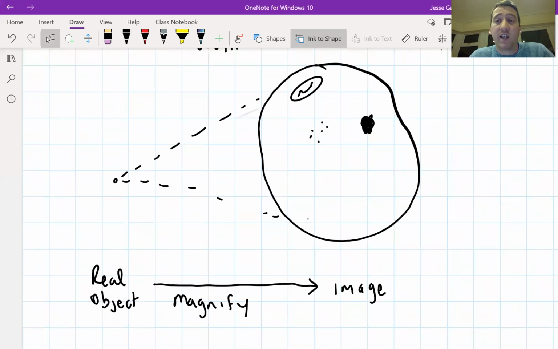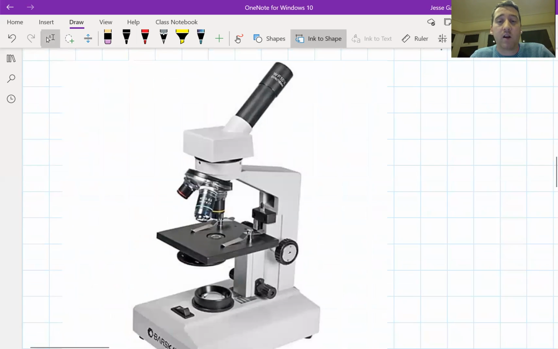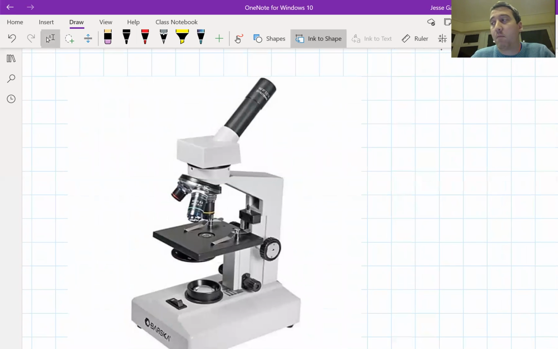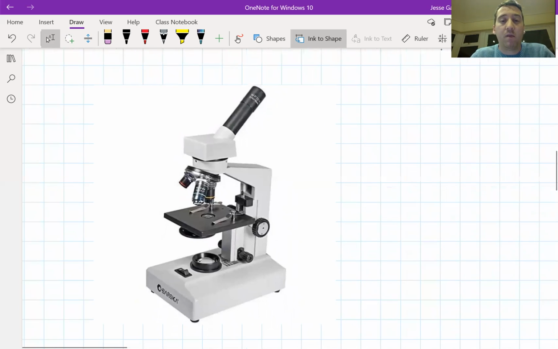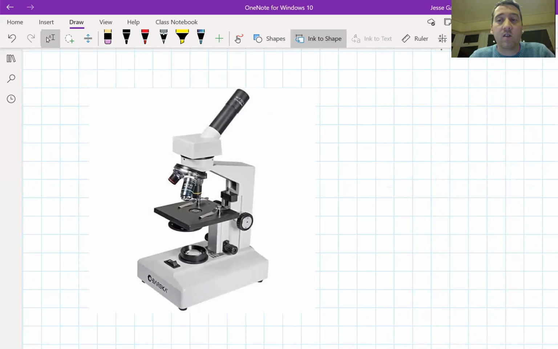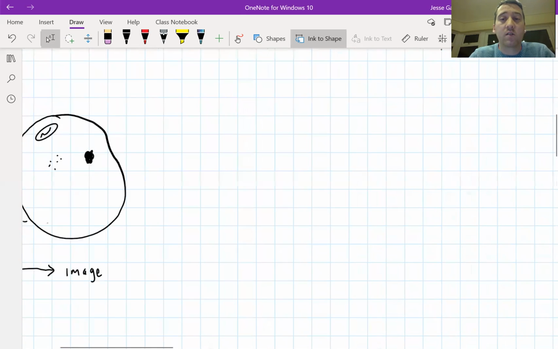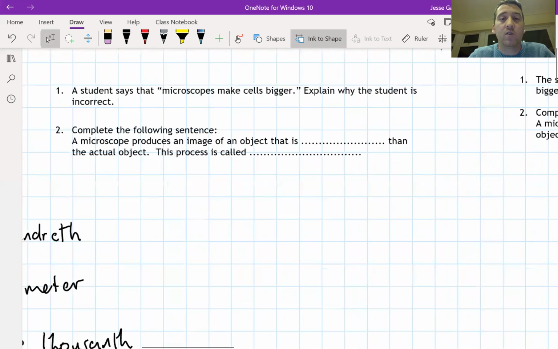Now, what's all this got to do with science? Well, if we want to see these really small things, we have to magnify them. So how do we do this? Well, that's where this guy comes in. This here is a microscope. In a second, we're going to learn how to draw a microscope. But before we do that, we're going to answer a couple of questions. So here are your first two questions.